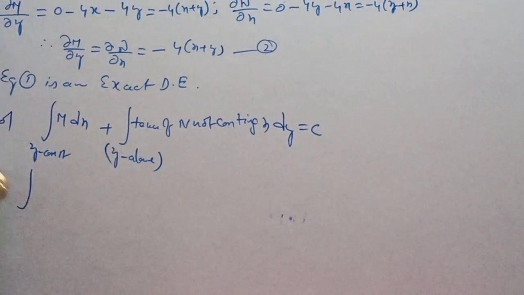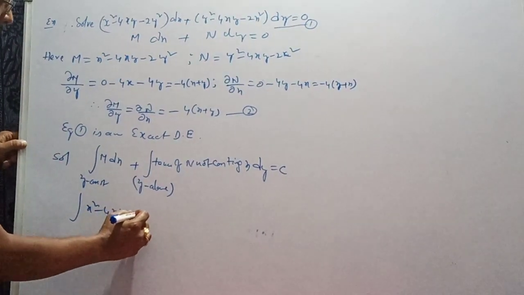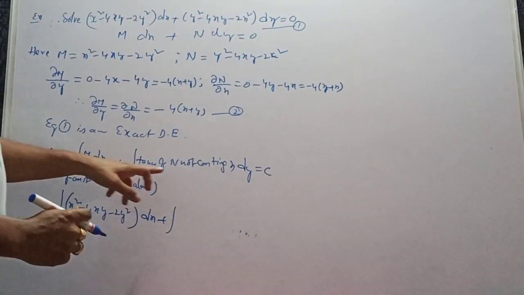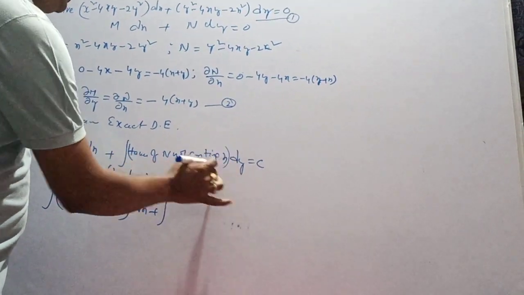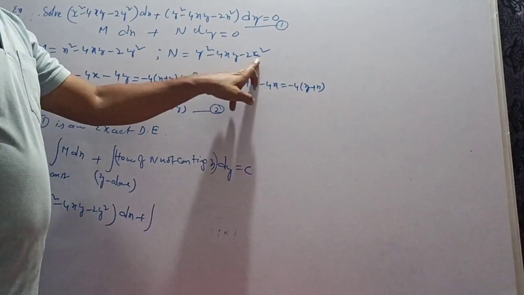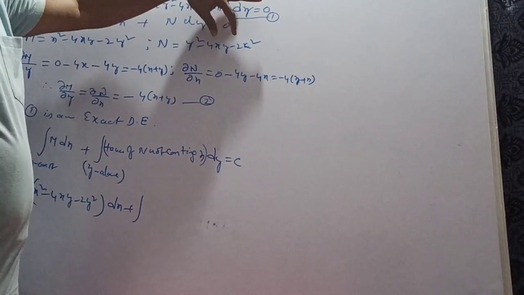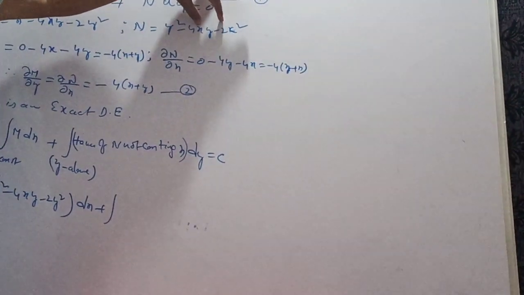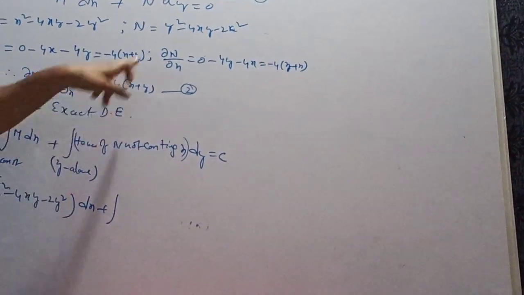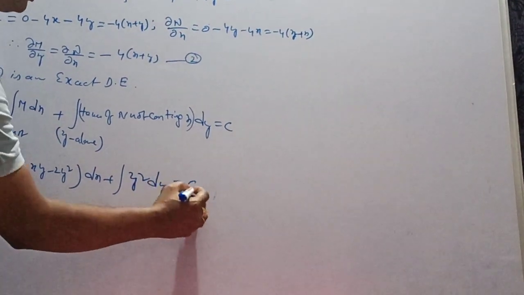So the integral of M, whose value is x² - 4xy - 2y², dx, plus the terms of N not containing x. So you can consider only y terms. N equals y² - 4xy - 2x². The second term contains x and the third term also contains x, so you can avoid these two: -4xy and -2x². So the only term of N not containing x, the y alone term, is y². So it is y² dy equal to constant c.